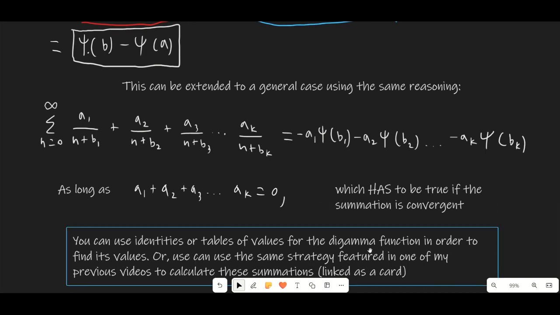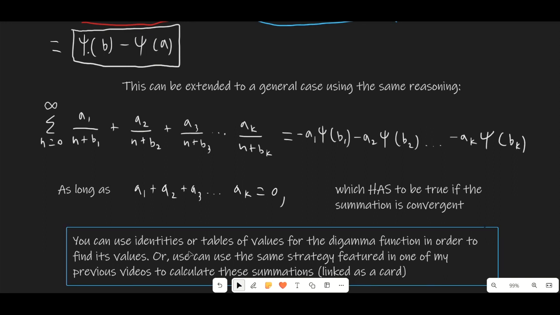this should say u, doesn't matter. You can use the same strategy featured in one of my previous videos to calculate summations. I'll link it as a card in the corner right here. That video is very, very interesting, and we will go over the methods used in that video in the next video in this series, but I definitely suggest you check it out if you want to evaluate these summations without directly using the digamma function.